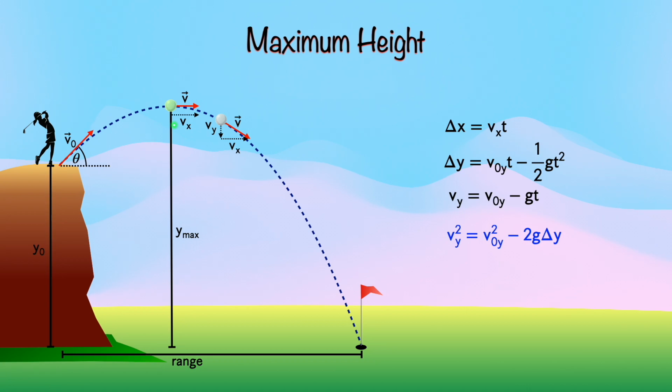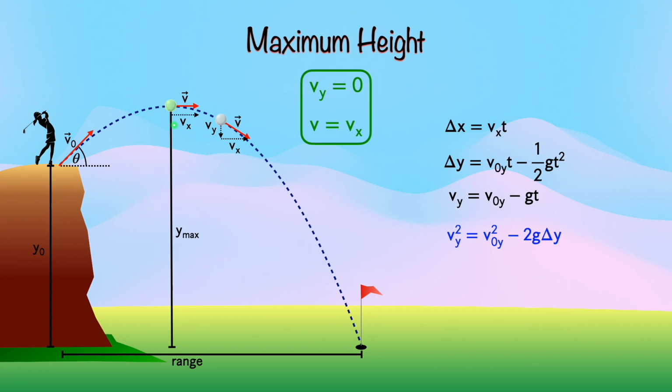This should make sense because this is the point where vertically the ball is turning around. Prior to reaching the maximum height, it's going up. Afterwards, it's falling back down. So that is what you should recognize every time you get a maximum height problem. The y velocity is 0, or equivalently, the velocity is equal to the x velocity.